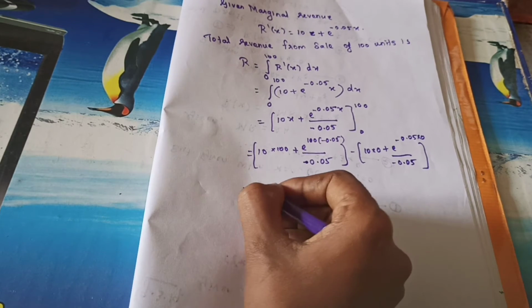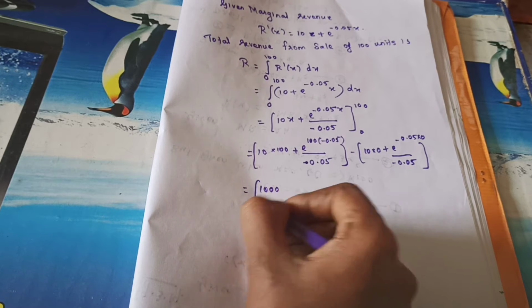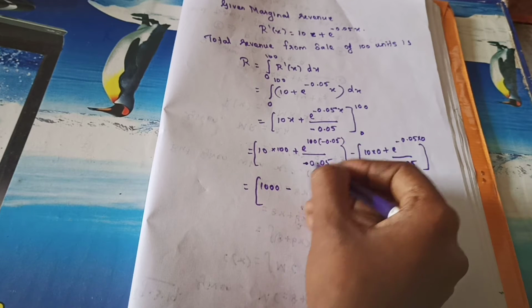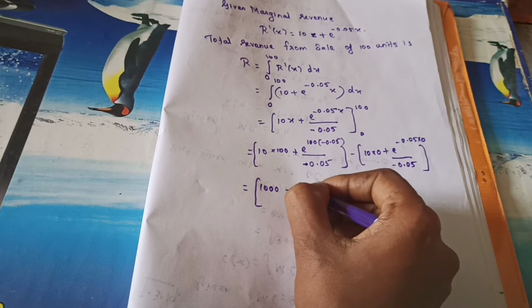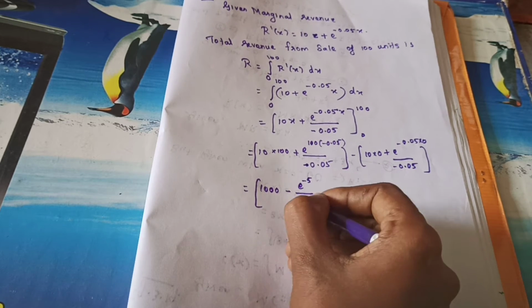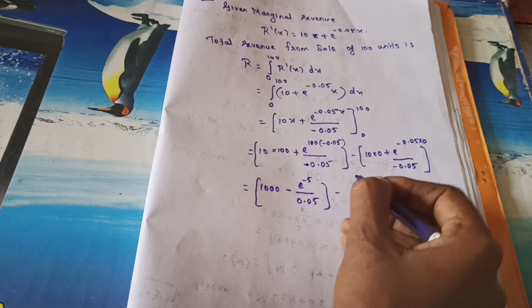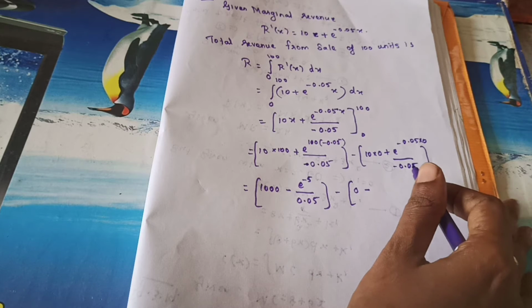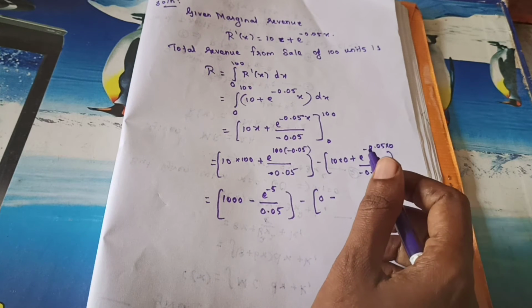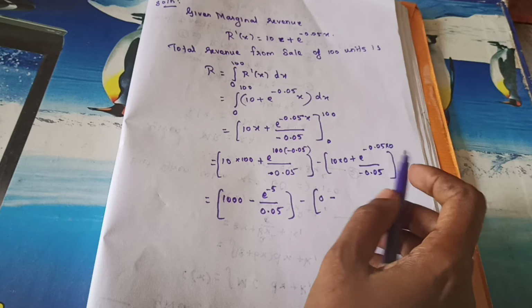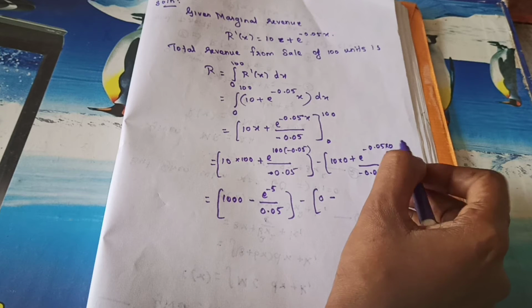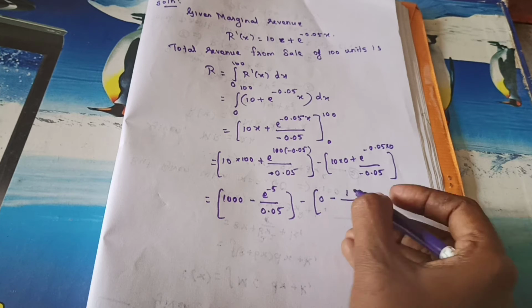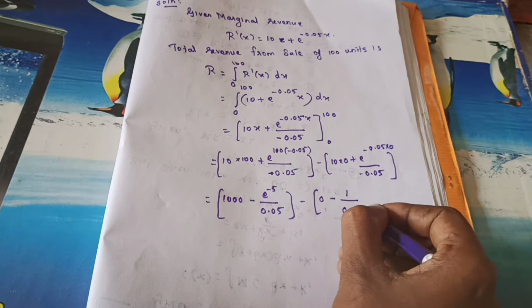Simplify. That's equal to, if you are simplifying, you will get thousands. This minus you can bring here. If you multiply 100 by 0.05 it becomes 5, so e power minus 5 divided by 0.05, minus, everything else will be 0, and we will get the value as e power 0, which is 1, divided by minus 0.05, so you can bring the minus here.